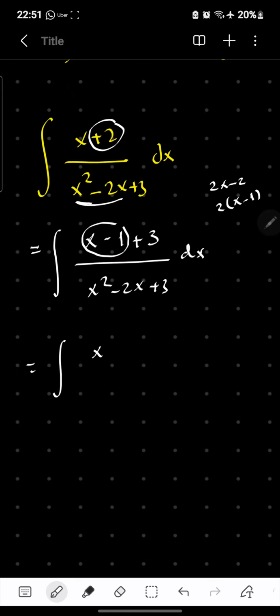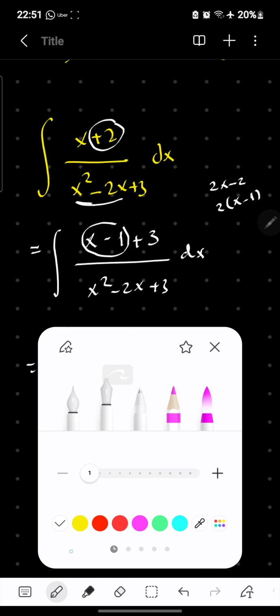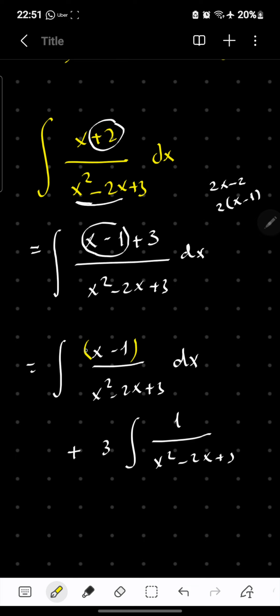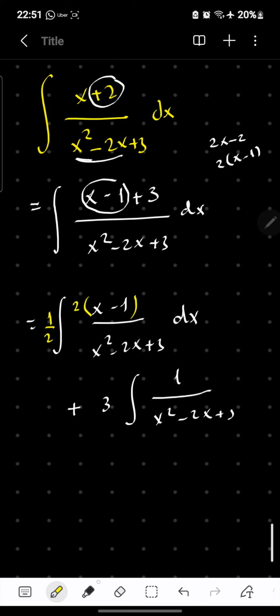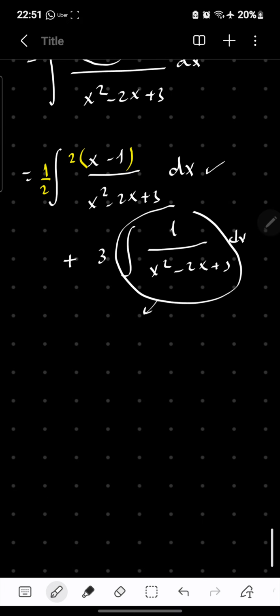So we distribute: x minus 1 over x squared minus 2x plus 3 dx plus 3 times the integration of 1 over x squared minus 2x plus 3. The first is very easy because you can multiply it by 2 and outside by half. Now this is the tricky one. What should we do in this form? Let's forget the first integral. You can solve it. It's a logarithm of the denominator. Let's forget the 3 and let's try to focus on this one.